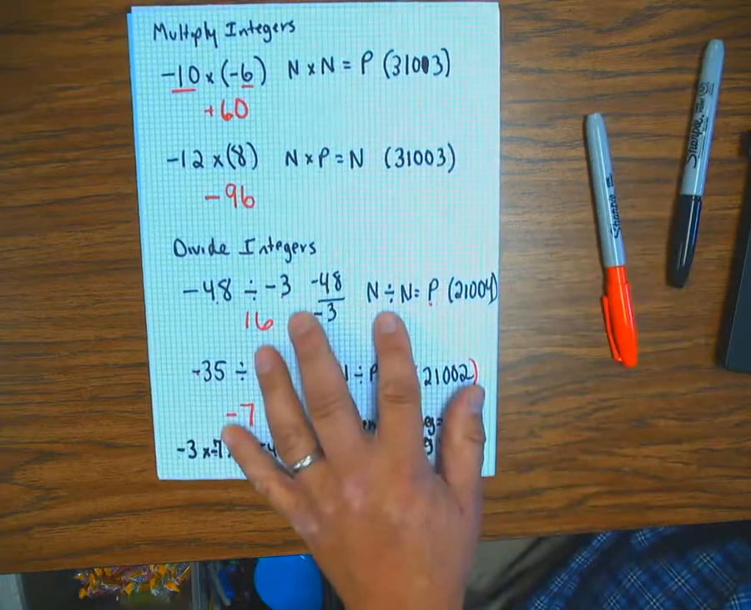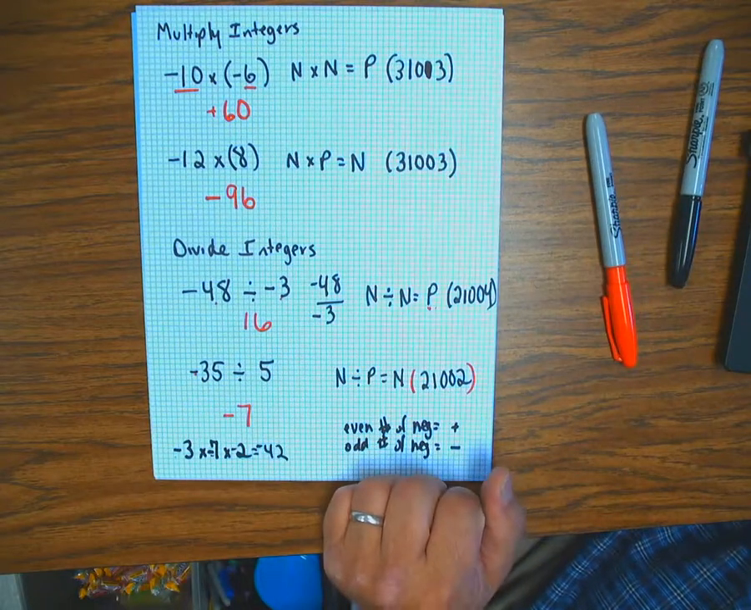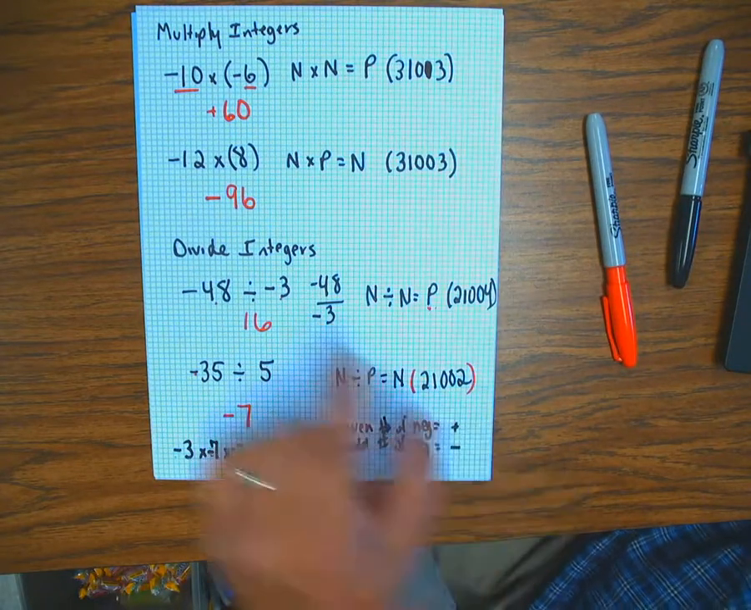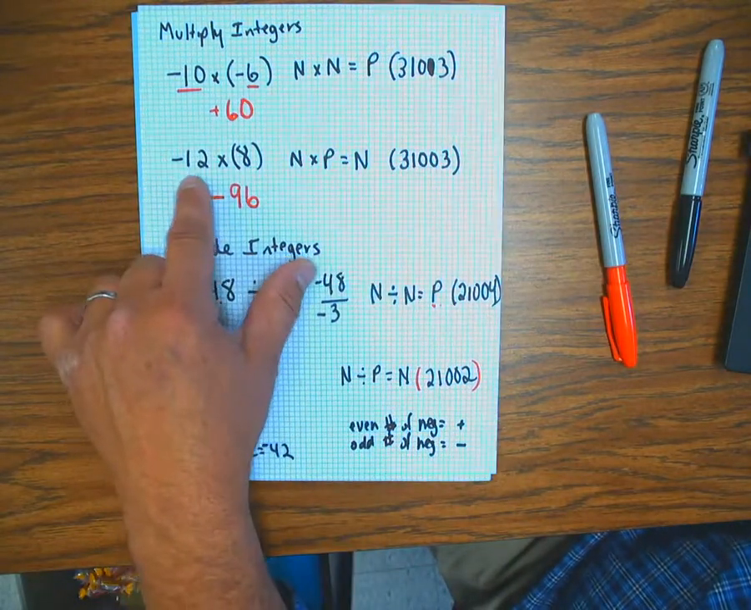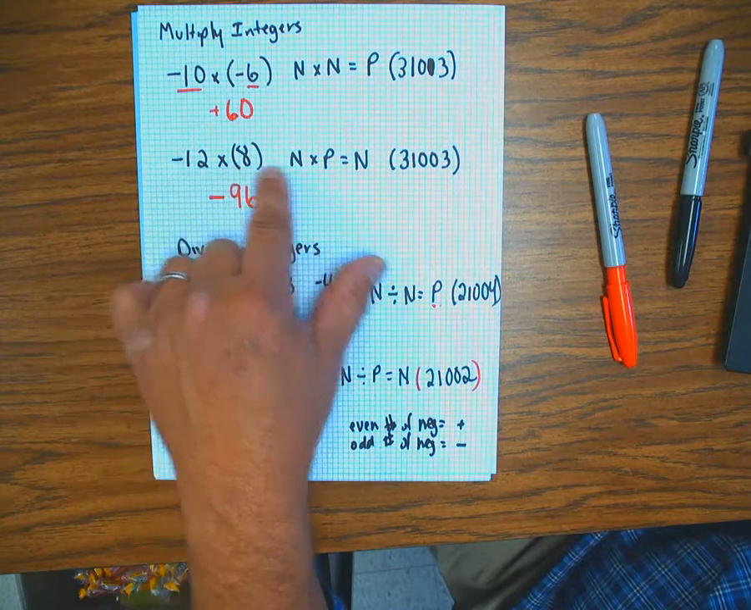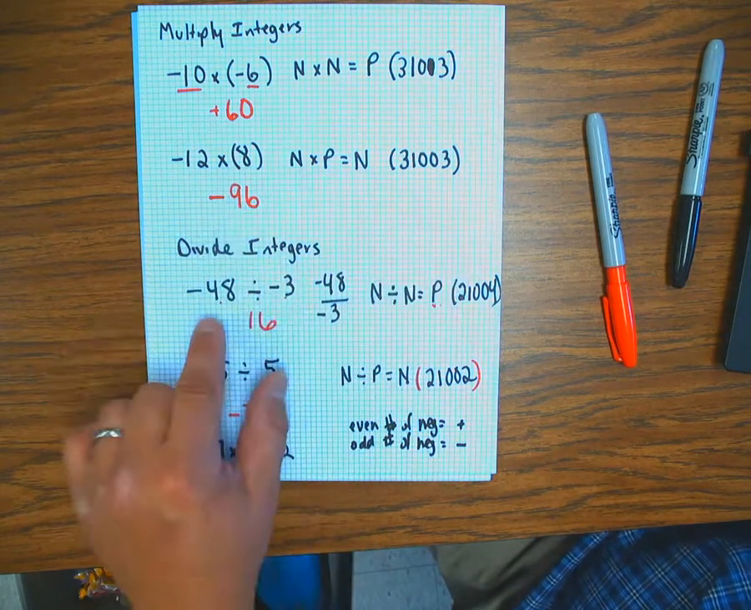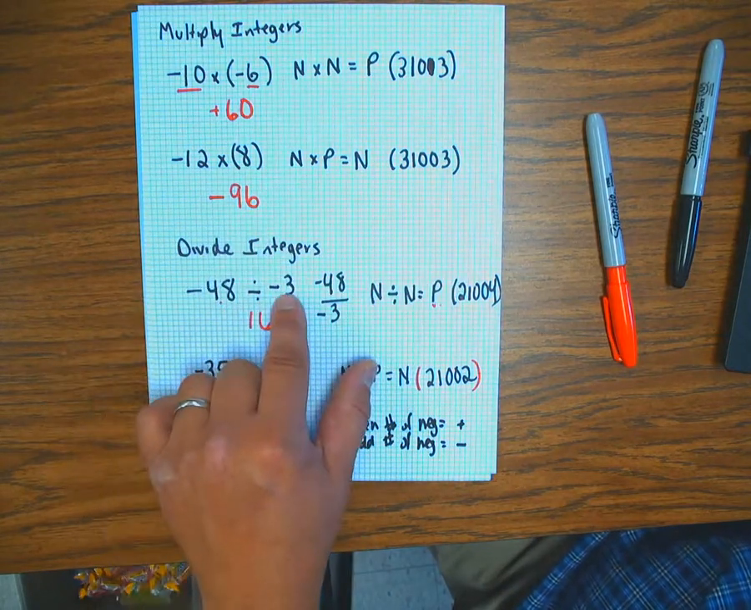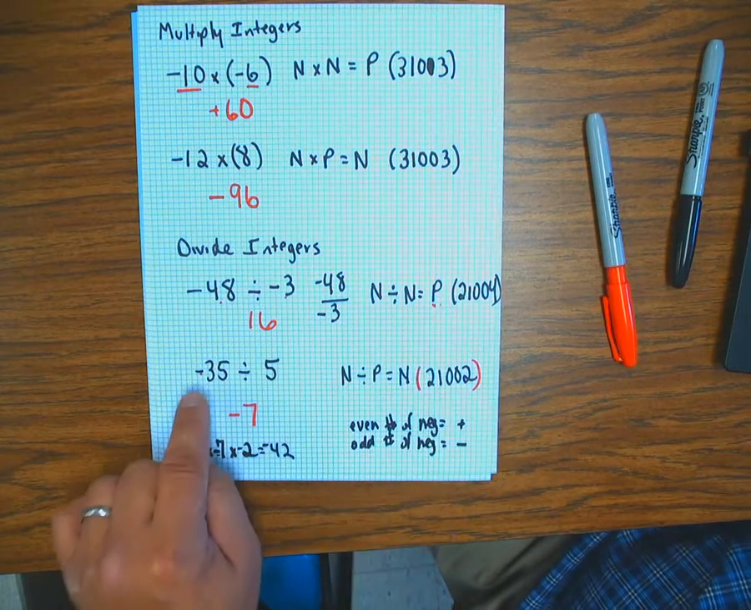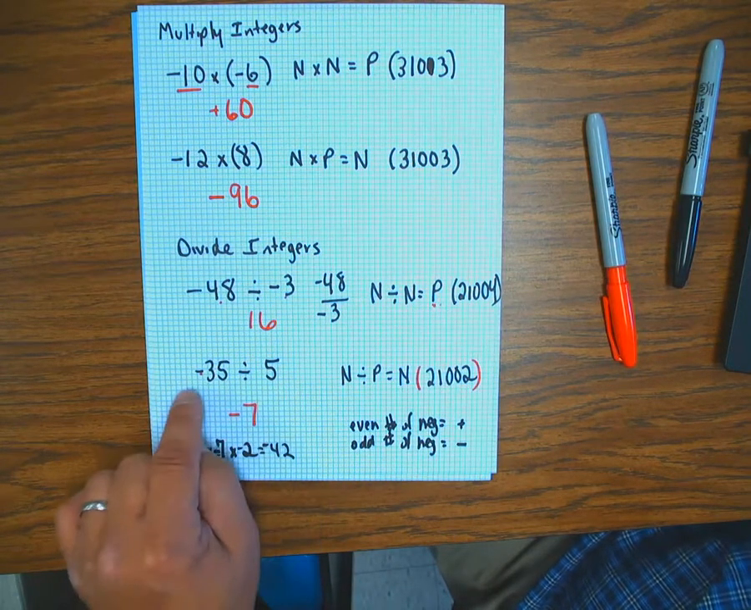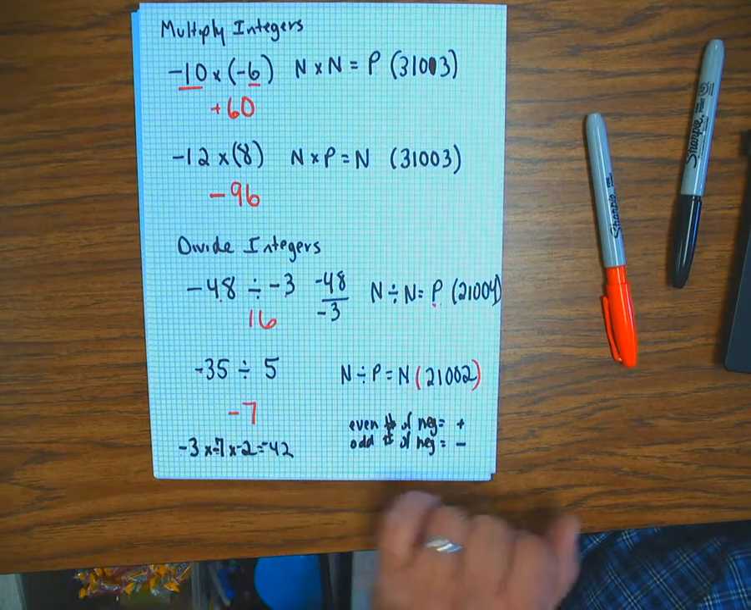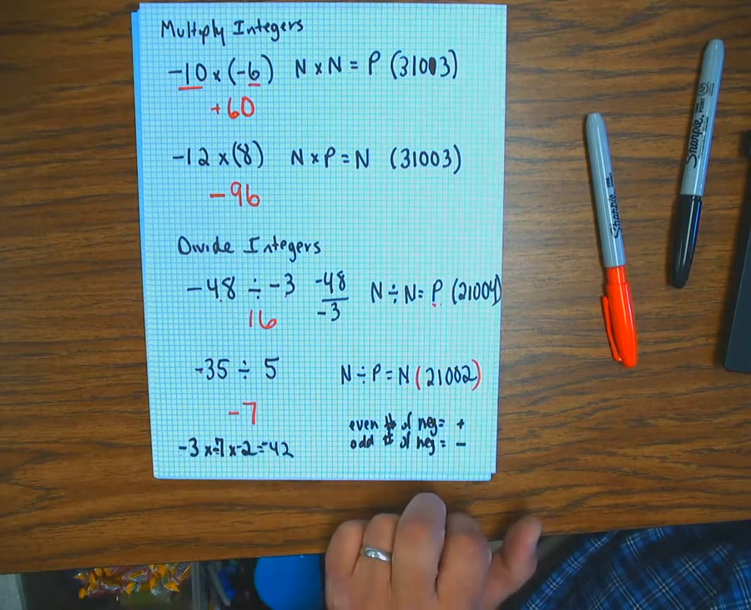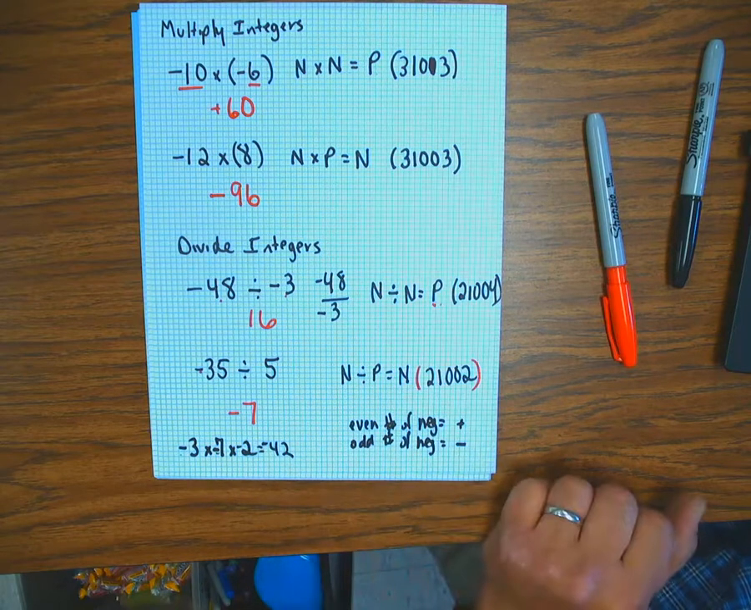Okay, so that is multiplying and dividing integers. Real simple rules. Negative times a negative, answer is positive. Negative times a positive, answer is a negative. Negative divided by a negative, positive answer. Negative divided by a positive, or positive divided by a negative, I get a negative answer. Anytime you have two different signs, you always get a negative answer.